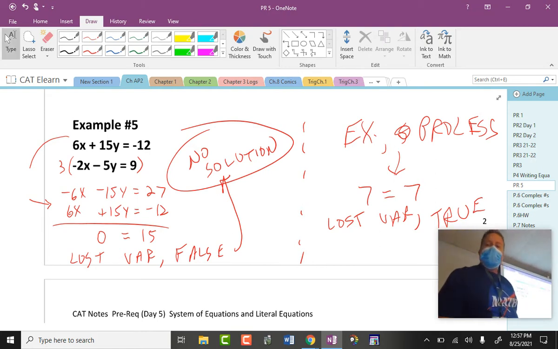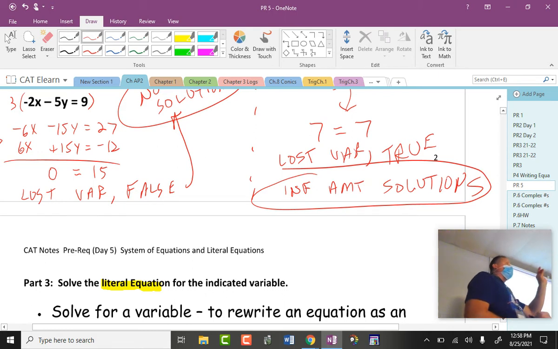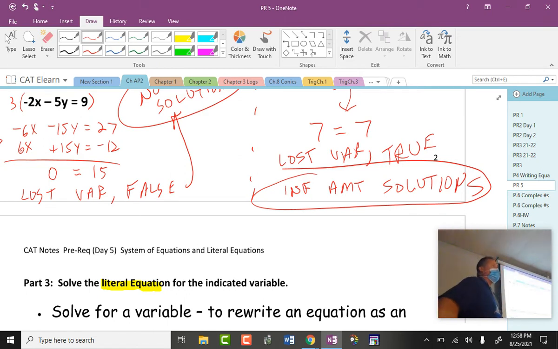So you cannot say all real numbers in this case. You do say an infinite amount of solutions, though. And it's whatever the equation of the line is. It's only those coordinates. So there's a big difference between all real numbers and infinite amount of solutions. They don't mean the same thing. And I want you to understand that. Got it? Question?